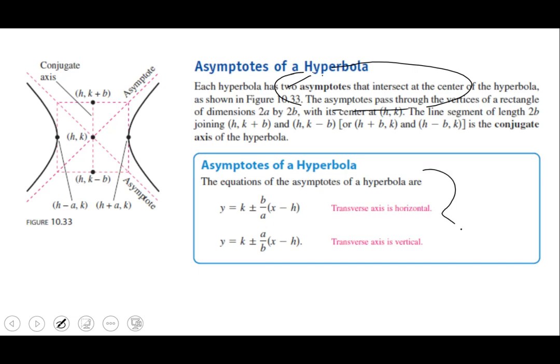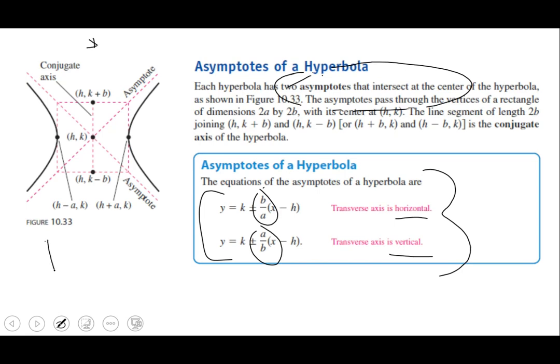Here are the two different equations. Notice that the only difference is whether you put b on top or whether you put a on top. You're going to put b on top if the transverse axis is horizontal. You're going to put a on top if it's vertical. Even though you are technically going to find these equations, you do not have to simplify them, because if you take a look at this picture over here, I'm going to show you kind of an easy way.